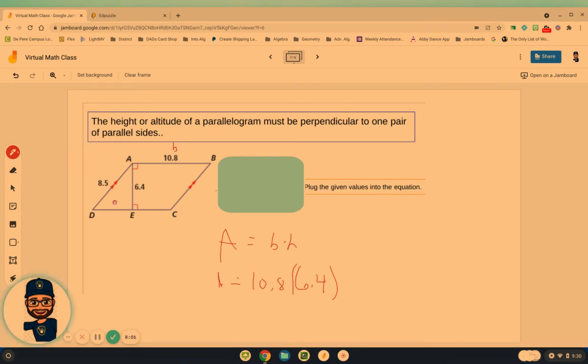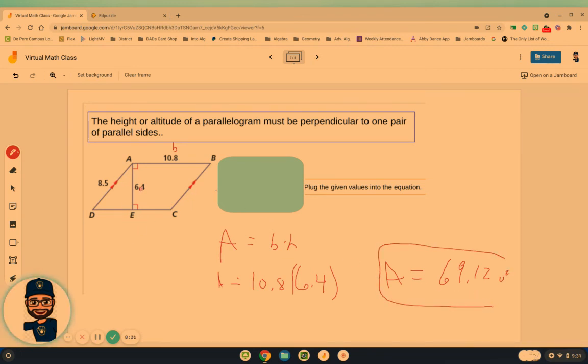We don't need 8.5 for the area of this one because it's not connected to the height. The 8.5 would help us find perimeter, but not area. So we're going to go to our calculator or Desmos or whatever you're using and take 10.8 times 6.4, and we would get the area equals 69.12 units squared. All right, so I think the tricky part here with parallelograms is that you have to make sure you identify the height correctly.